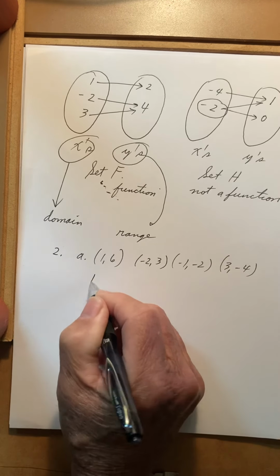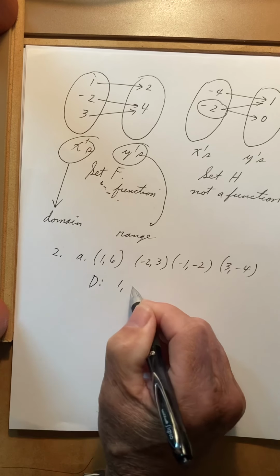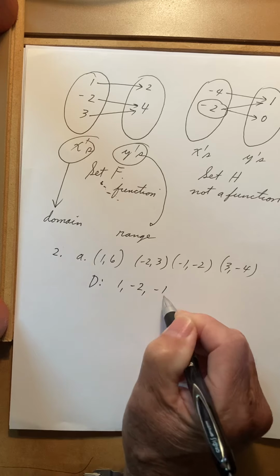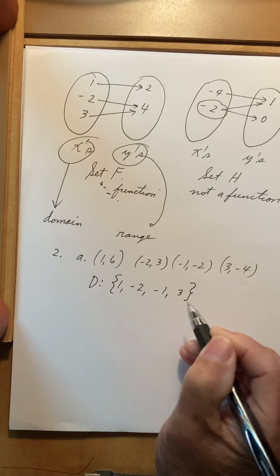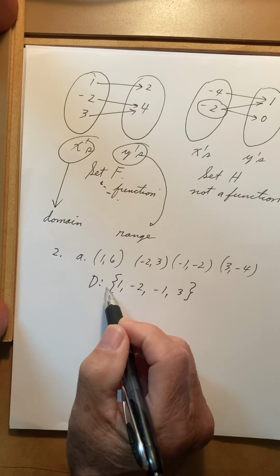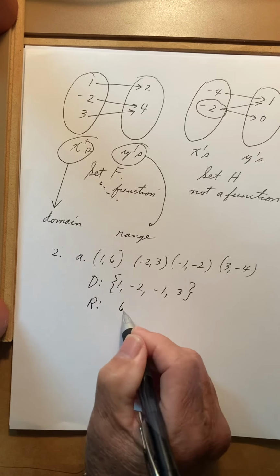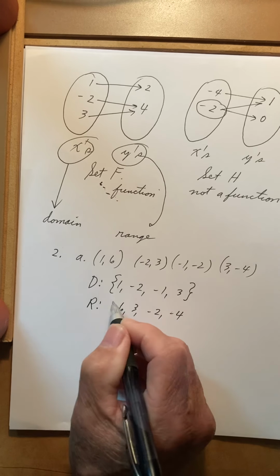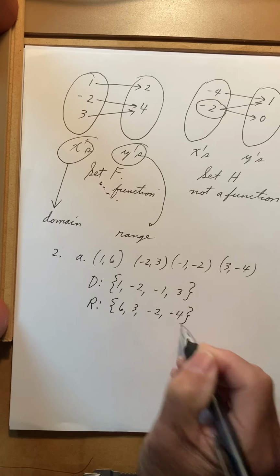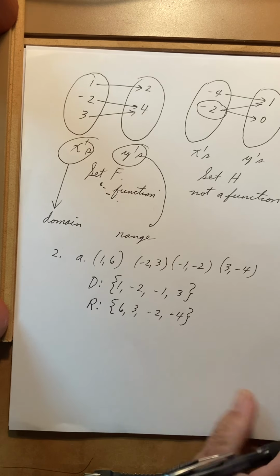So we can now do the domain by just listing the x values: 1, -2, -1, and 3. And we'll put them in brackets because that tells you it's a set. The range would be the 6, the 3, the -2, and the -4. So that's how we identify the domain and range when we have a graph given to us.